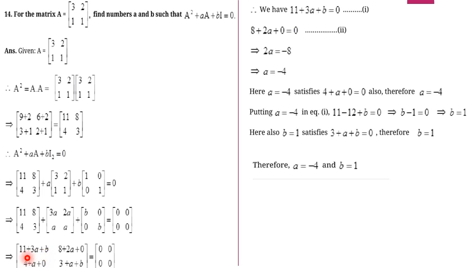Now you see every equation here: 11 plus 3a plus b equals 0. It's written here. Then 8 plus 2a plus 0 equals 0. It's written here. When we simplify this, you get 2a equals -8. So a is -4. You can substitute in this equation or any other equation. This third one you see 4 plus a equals 0. There also if you substitute, you get a equal to -4. Then that means the value a is minus 4 is correct. Now substitute in any of the other equations and get the value of b.